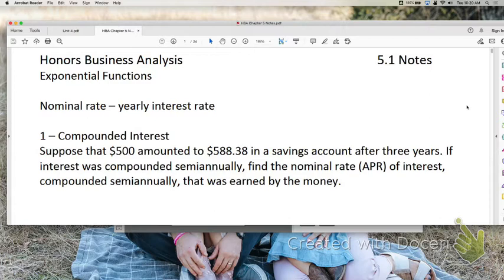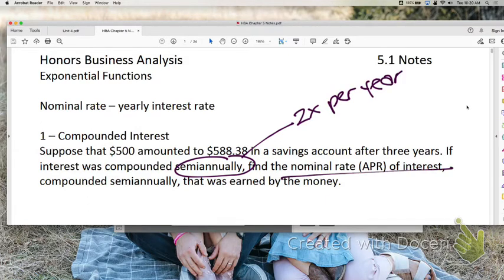If I look through question number 1 here, it says $500 amounted to $588.38 in a savings account after 3 years. Interest was compounded semi-annually. What does that mean? Twice a year. Find the nominal rate of interest. That's a very fancy way to say find the interest rate, compounded semi-annually, that was earned by the money.